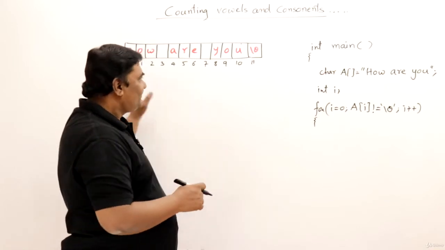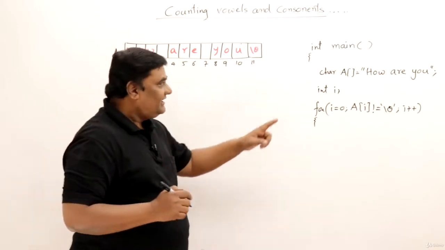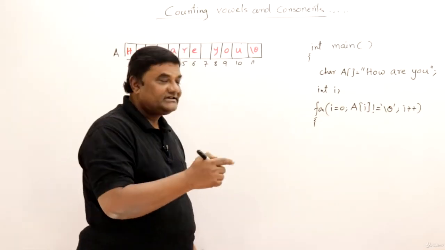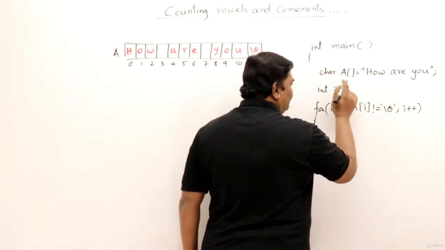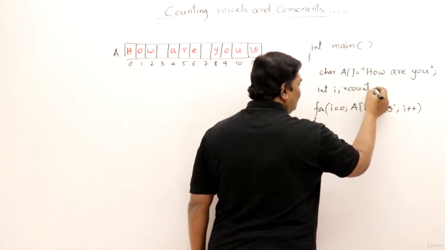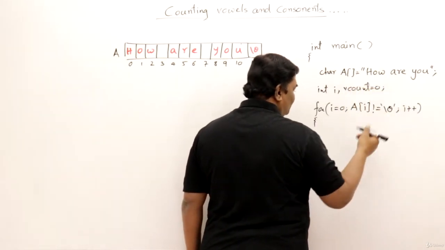So for that, I have to scan through this string. I already have some program code here, and here I will write down the code for counting vowels. Let us see. I will take one variable, that is v count. I will call it the vowel counter, and let it be initially 0.